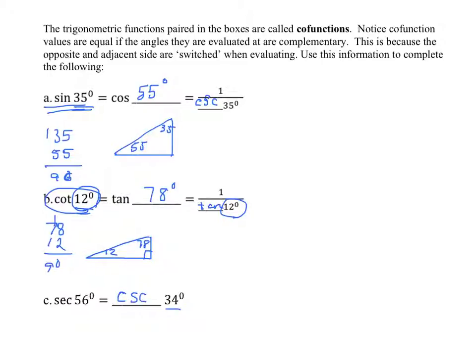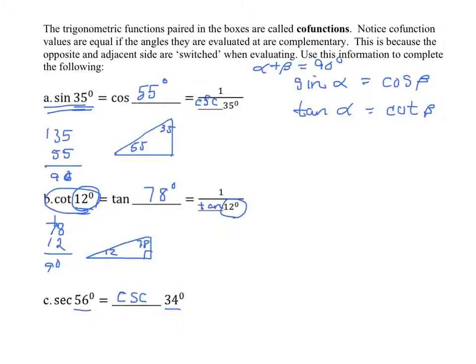So notice how these guys add up to 90 degrees, and then we get our cofunctions. Ready? Let's do cofunctions. The cofunction of the sine of alpha will equal the cosine of beta. And this is provided what? Alpha plus beta equals how many degrees? 90 degrees.